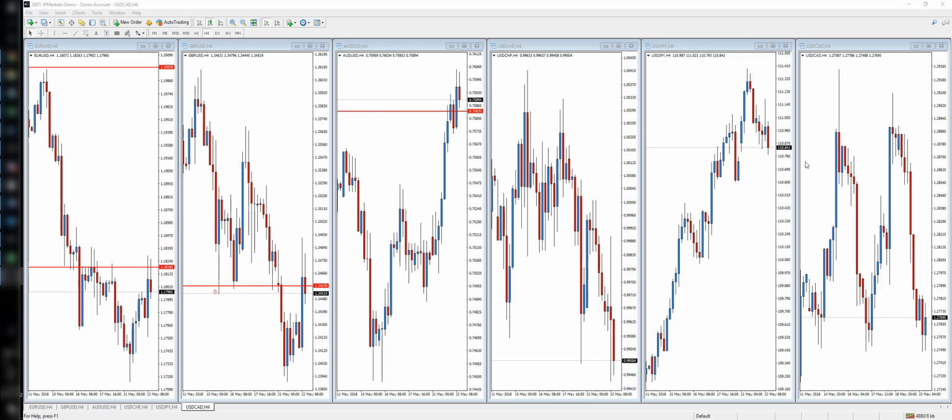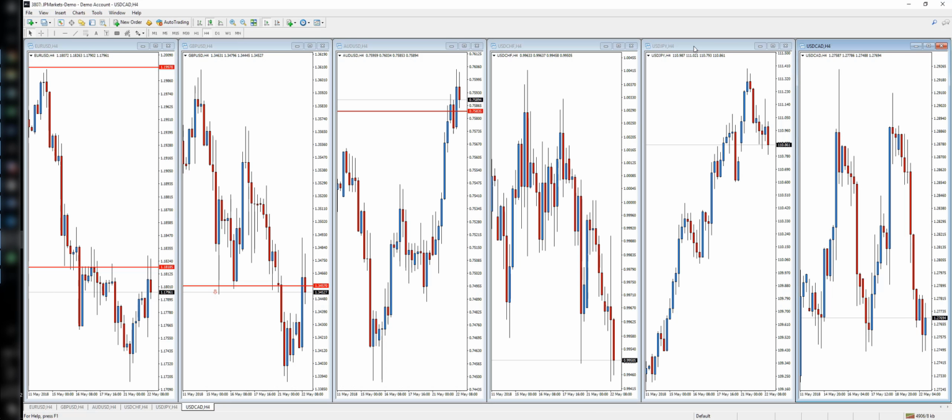dollar in them. If you have a look on the left hand side, we have the euro dollar, pound dollar, and the Aussie dollar. Then further to the right, we have the dollar Swissy, the dollar yen, and the dollar loonie. The reason I did this is I wanted the dollars to be on the same side. So in the first 3, the dollar is on the right hand side, meaning it is the quote currency. And in the 3 on the right, the dollar is on the left, meaning it is the base currency.